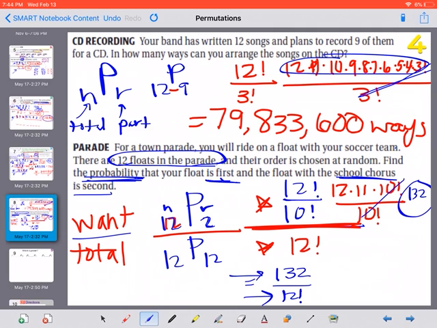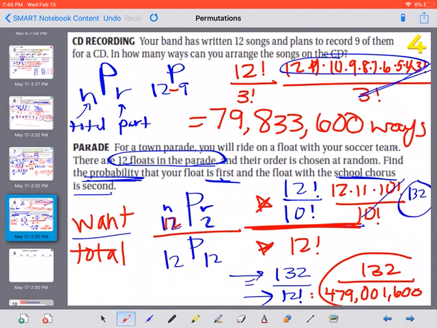So we have 12 times 11 times 10 times 9 times 8 times 7 times 6 times 5 times 4 times 3 times 2 times 1. And we get an answer of, just for the bottom part here, 479,001,600. This is the probability that you're first and they're second. The part that we could be first out of the total.